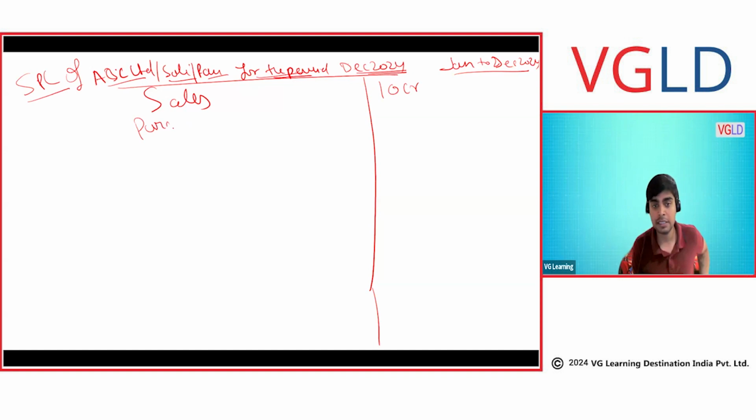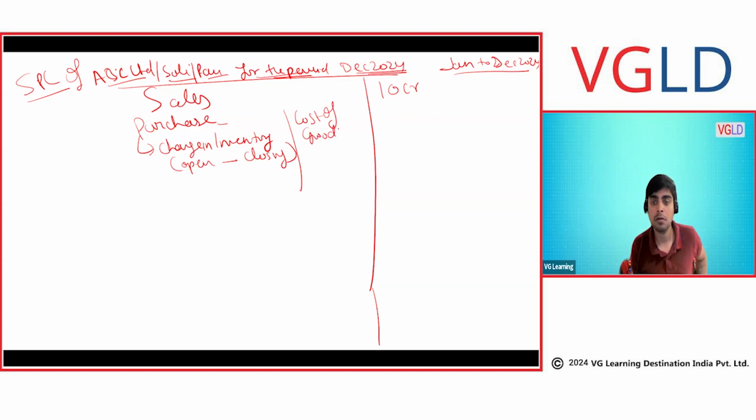Then we'll do the purchases. If we have purchases, then we also need to include changes in inventory. What is changes in inventory? I'll not discuss this, it is a complicated thing. Opening minus closing. Otherwise, we can have cost of goods sold. Okay, as I told you, business is basically selling high and buying low. So for a 10 crore sale, the material that we sold, we bought at 6 crore. So this will represent the gross profit.